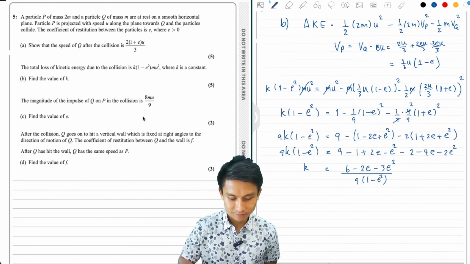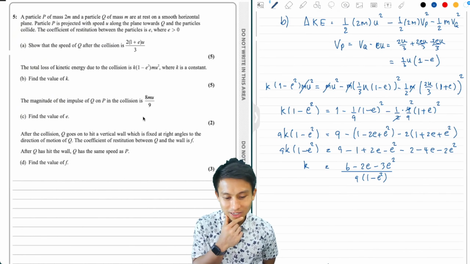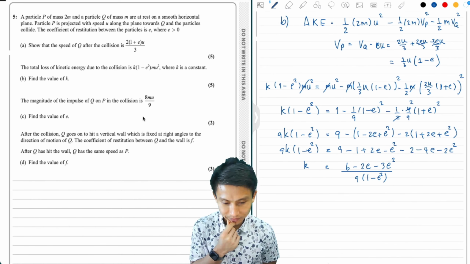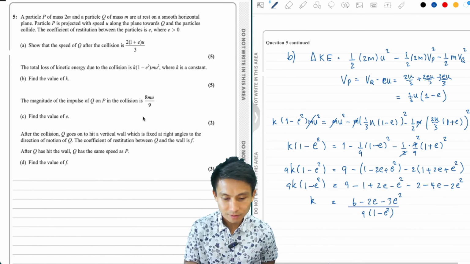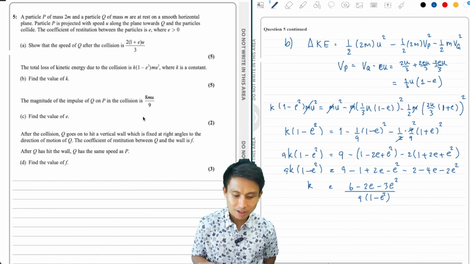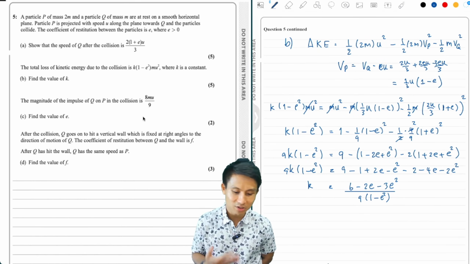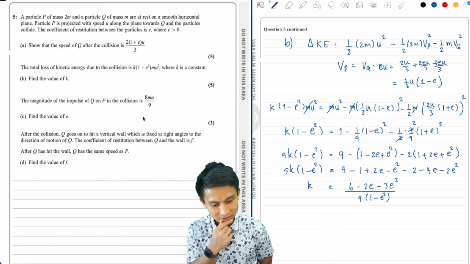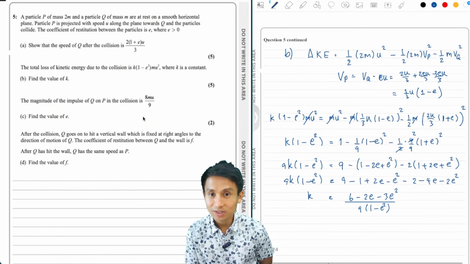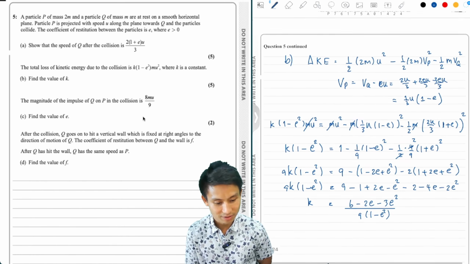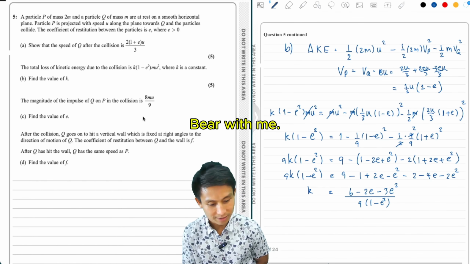Okay. I mean, that doesn't look right to me. Maybe I made a mistake somewhere. Let me find out. Because I'm having a doubt that it should simplify to just a number, right? But it doesn't here. So I'm just going to take a look first. Well, we got that right. We got that one right. 4/9, 2/9.